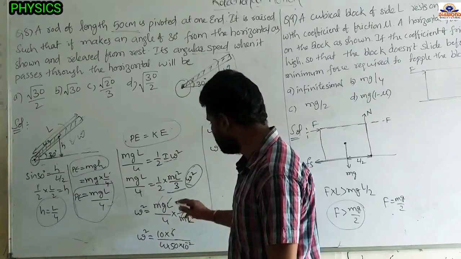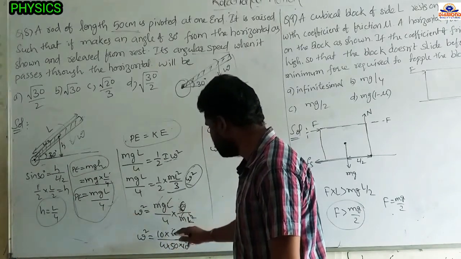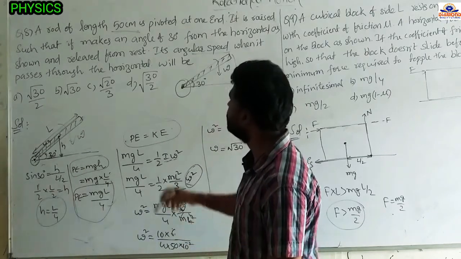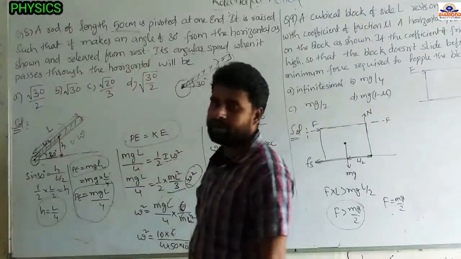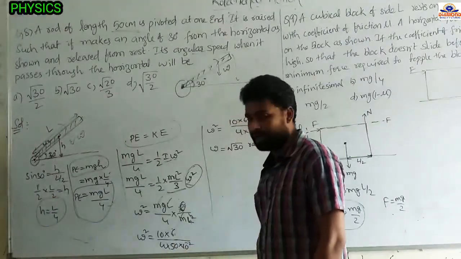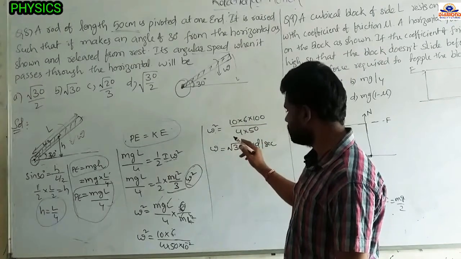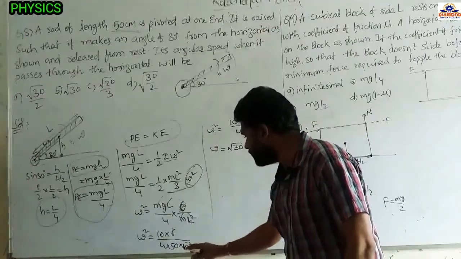In the numerator we have the g value 10, 6 into 6, and in the denominator 4 into l. The l value is 50 centimeter length. Convert it into meters: 50 into 10 power minus 2. Now omega square equals 10 into 6 by 4 into 50, 10 power minus 2.